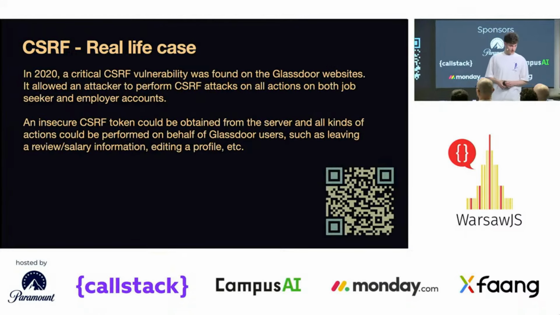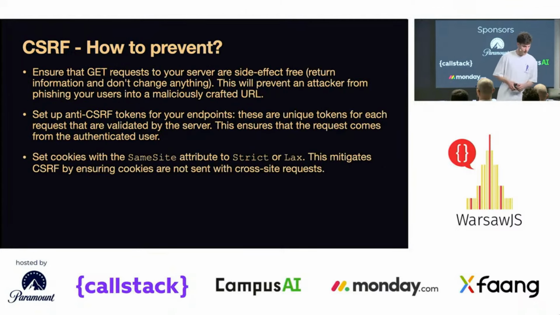A real life case of this vulnerability would probably be the Glassdoor website, which had this vulnerability in 2020. It allowed an attacker to make a request to any endpoint of their website. So an attacker would be able to leave a review on some company's page, submit a salary, maybe update some account details, all on behalf of their users by tricking them into doing some actions on his site.